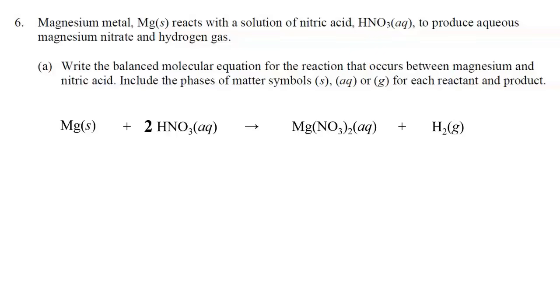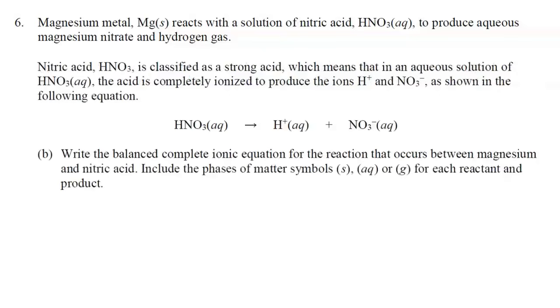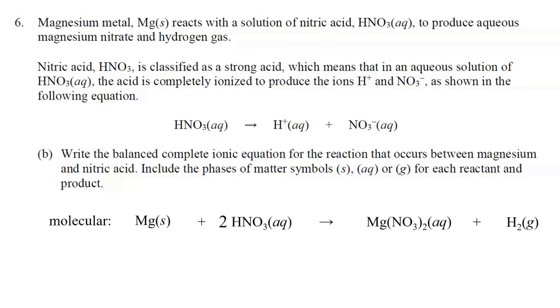All right, let's move on to part B. Part B says to write the balanced complete ionic equation for the reaction that occurs between magnesium and nitric acid. So here is our molecular equation from part A. And you may recall from topic 4.2, which was on net ionic equations in an earlier video, that we have to decide whether we split something up or leave it together in terms of electrolyte or non-electrolyte.